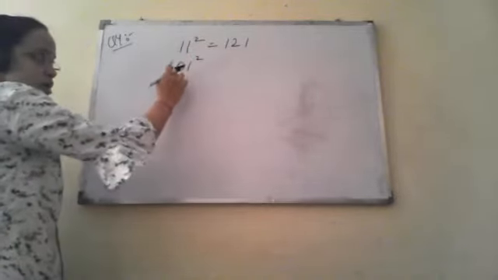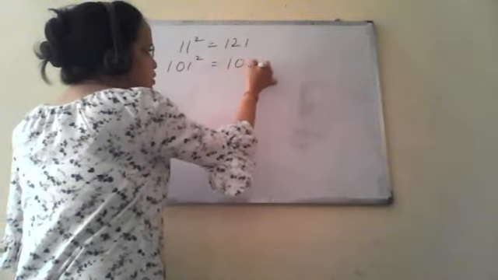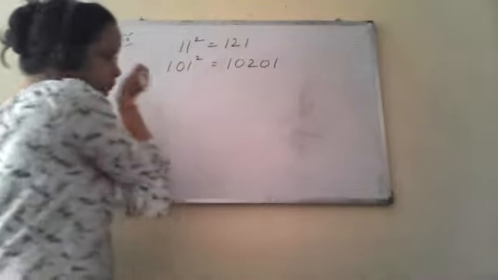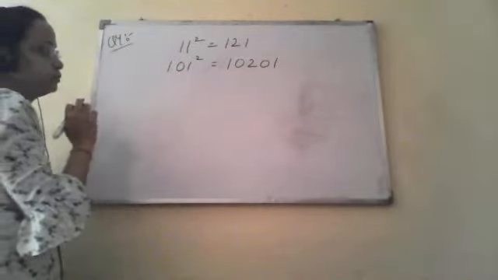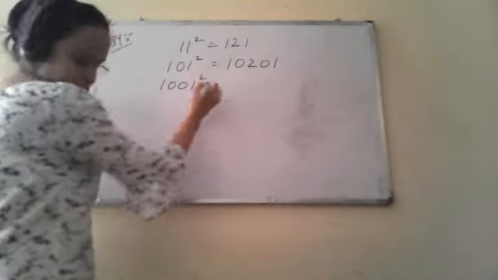That is, 11 square is 121. 101 square has become 10201. Now 1001 square it is.